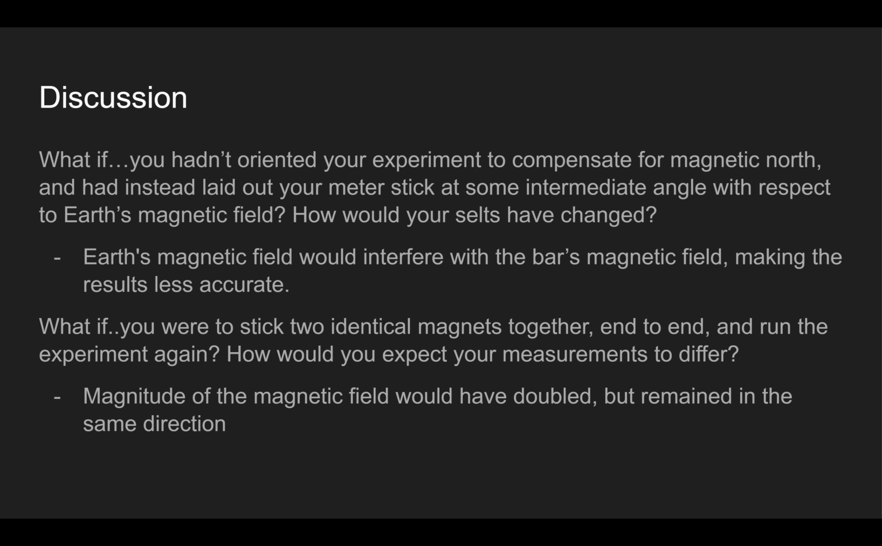What if you were to stick two identical magnets together end to end and run the experiment again? How would you expect your measurements to differ? The magnitude of the magnetic field would have doubled but remain in the same direction.